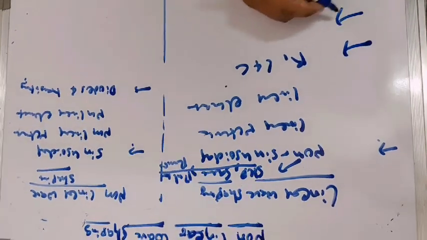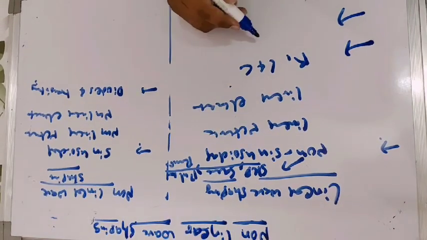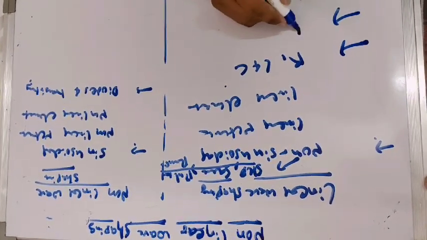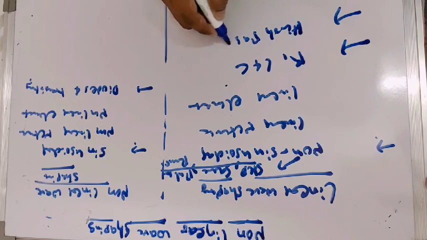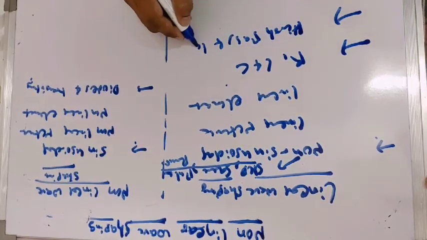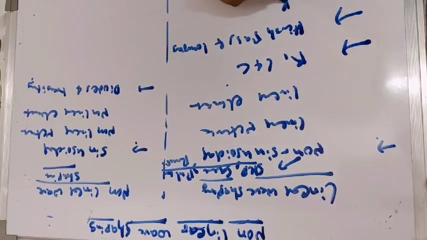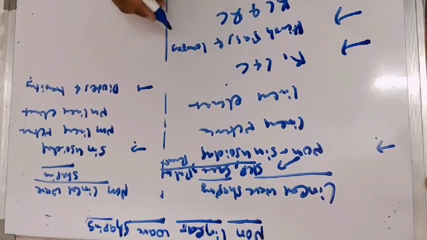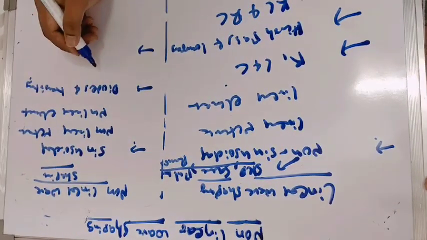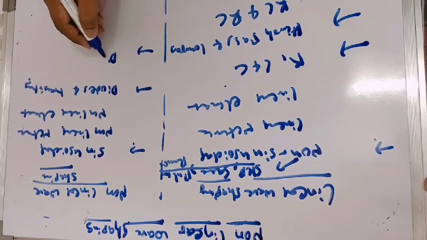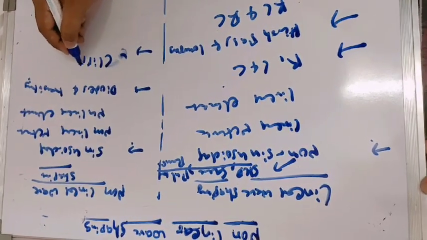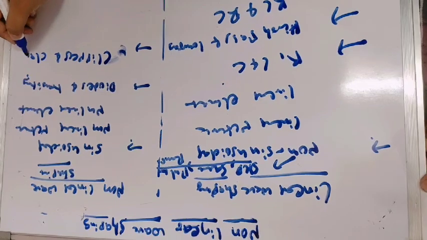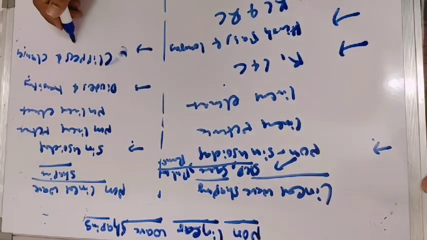Now, what are the circuits we design in the case of linear wave shaping? The circuits are high pass and low pass RC circuits or RL circuits. High pass and low pass RL and RC circuits can be designed with the help of linear elements, and the non-linear wave shaping circuits are clippers and clampers. Clippers and clampers are called non-linear wave shaping circuits.